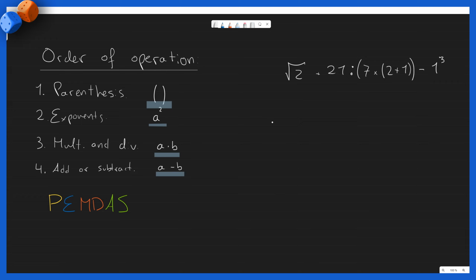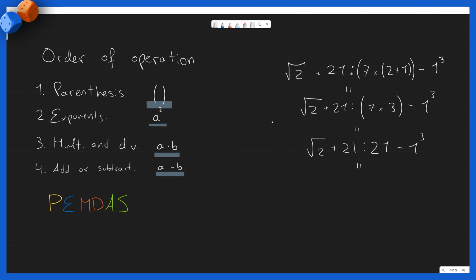Okay, so we will start with our parentheses. We will write the exact same thing on the spots we touch nothing. 21 divided by 7 times this parenthesis. 7 times 2 plus 1, 3, minus 1 to the power of 3. This equals square root of 2 plus 21 divided by 7 times 3, 21, minus 1 to the power of 3. We have no parentheses left, so now we go with the exponents.